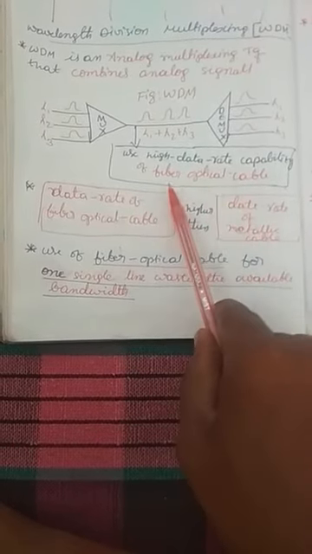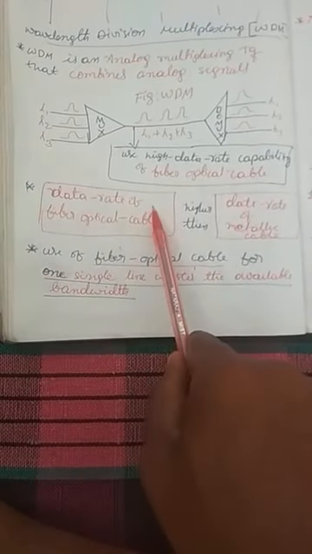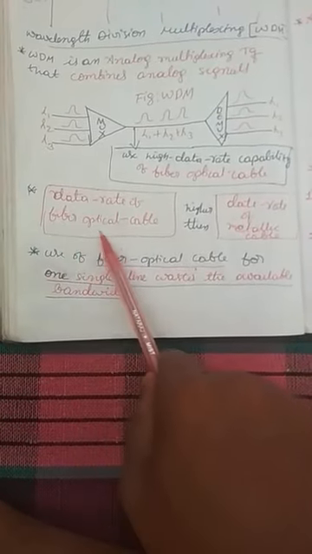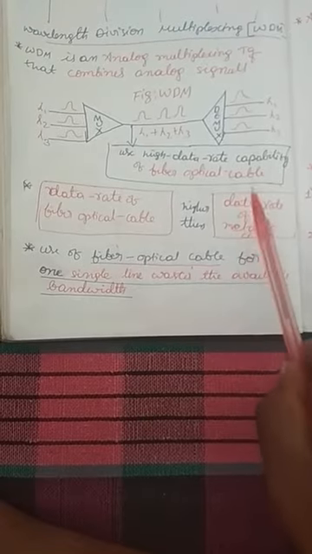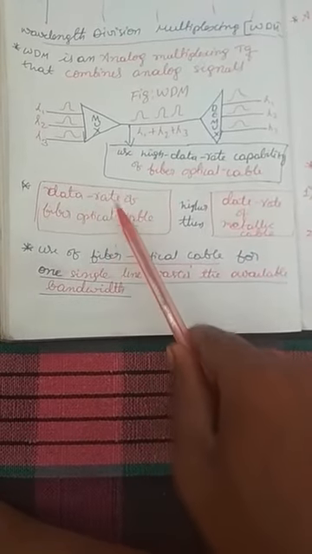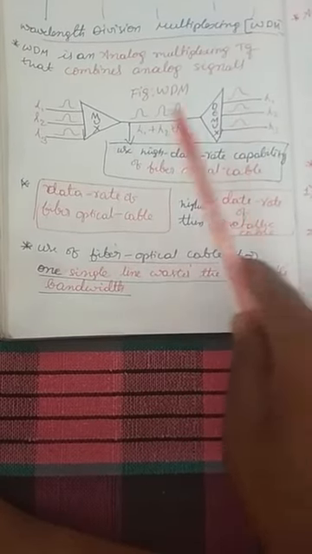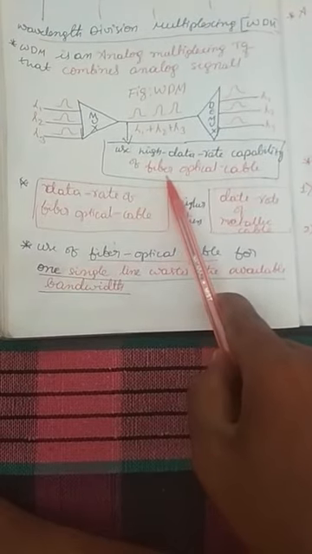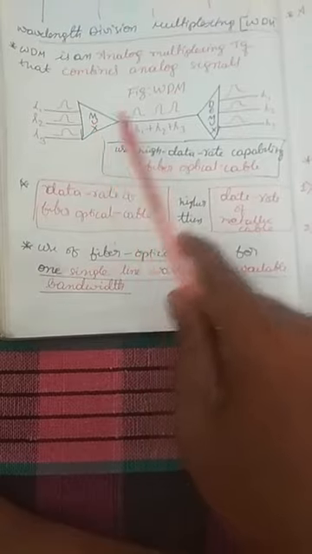Why we are using fiber optical cable means the data rate of fiber optical cable is higher than the data rate of metallic cable. So we are using fiber optical cable to connect and communicate between the MUX and DEMUX.